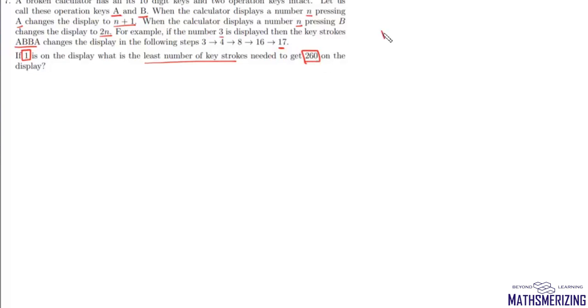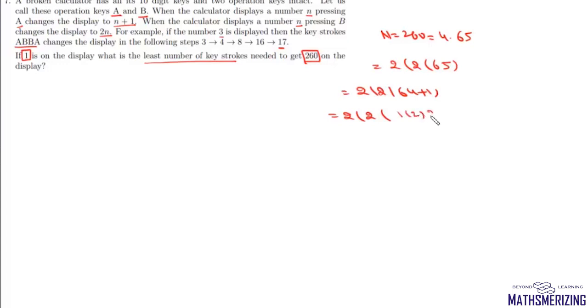What we'll do is first factorize this 260. So if n is 260, we can write this as 4 into 65. So we can write this as 2 into 2 into 65, and this is 2 into 2 into 64 plus 1. From 1 we'll get 2, and then 2 into 2 is 4, 4 into 2 is 8, 8 into 2 is 16, 16 into 2 is 32, 32 into 2 is 64, and then plus 1. This is the least number of keystrokes to get 260 from 1.